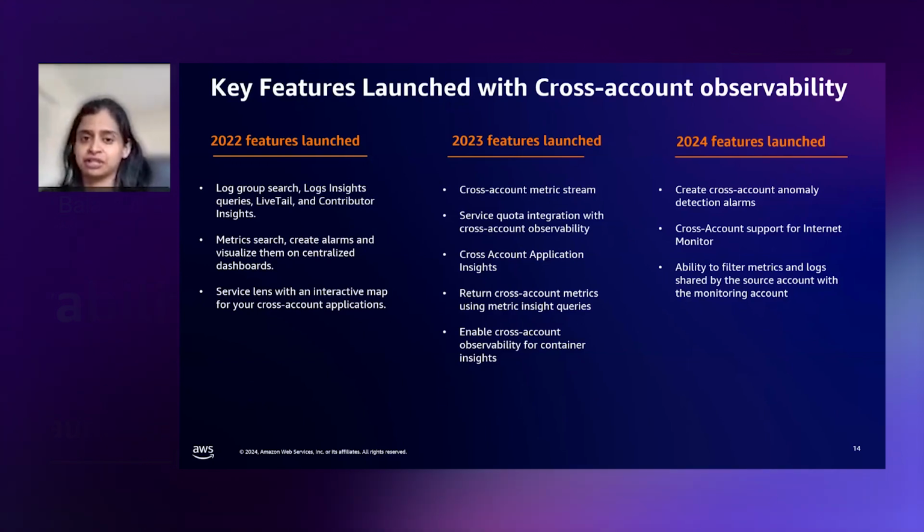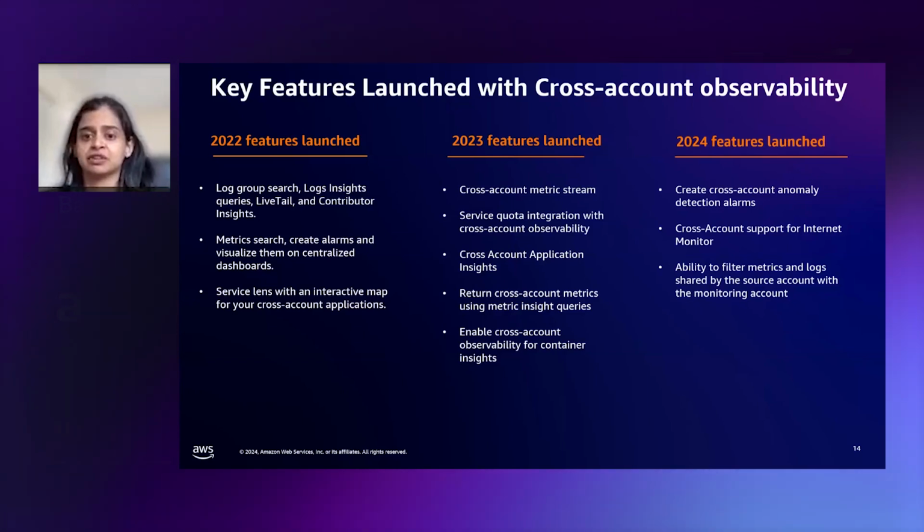In 2023, with metric streams, you can create a continuous near real-time stream of metrics to any destination of your choice. With this capability, you can include metrics that span multiple AWS accounts within an AWS Region into a single metric stream. We launched Live Tail in 2023, and we included Live Tail support for cross-account observability as well. We also support Service Quotas in cross-account observability, allowing customers to track and visualize resource utilization and limits across various AWS services. You can also monitor and troubleshoot application environments that span multiple accounts within the same region using Amazon CloudWatch Application Insights, which we launched in 2023.